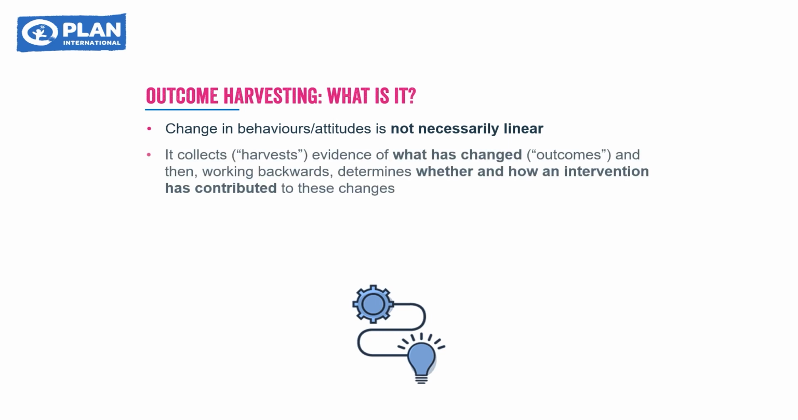Outcome harvesting does not measure progress towards predetermined outcomes, but it works backwards. It collects evidence of what has been achieved, looking back to determine whether and how the project or intervention contributed to the change. Then we can link the identified activities to outcomes and result areas. So, outcome harvesting helps to make sense of observed changes in the behaviors of social actors and our context, and to assess our contribution to those changes.